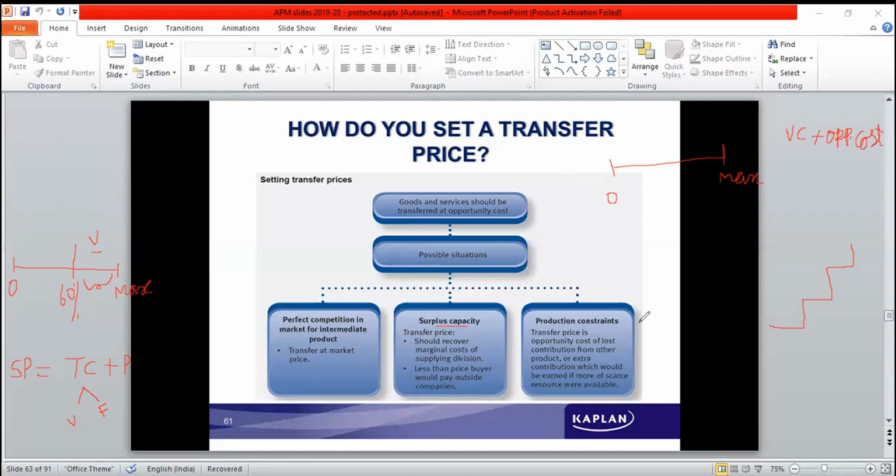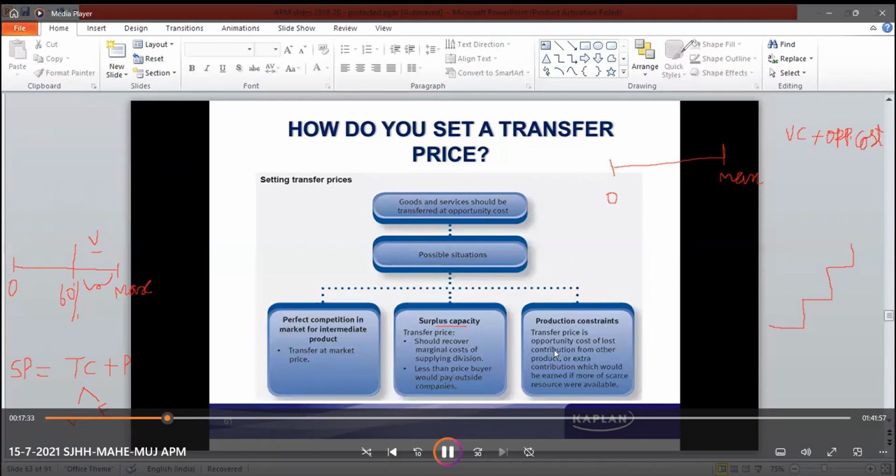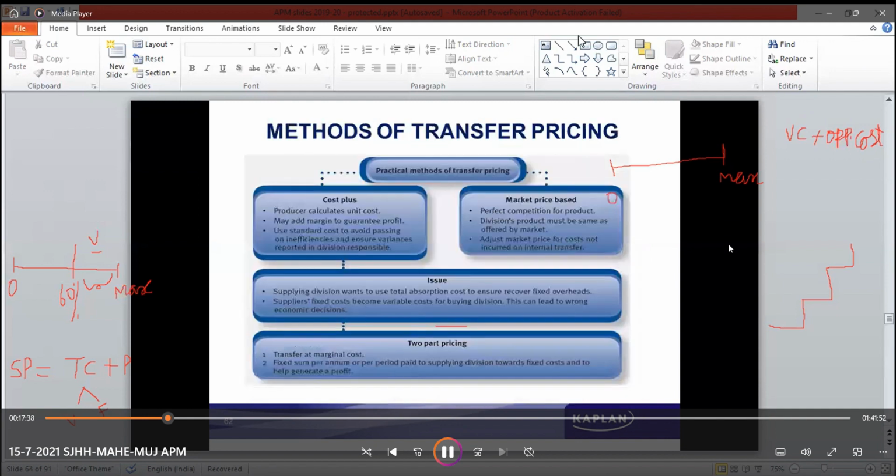If there are production constraints wherein they are already operating at maximum capacity, and the decision is to cut down on the existing production or cut down on the supply of units to external entities, then the contribution that is foregone has to be recovered from the price which is charged to the internal department. So the transfer price will be variable cost plus the opportunity cost. Now the same thing is explained here again in the methods of transfer pricing.